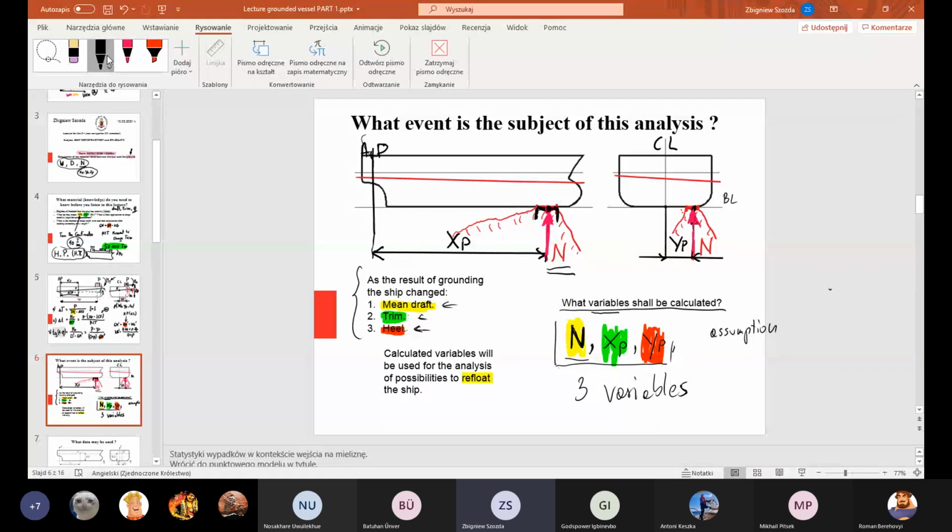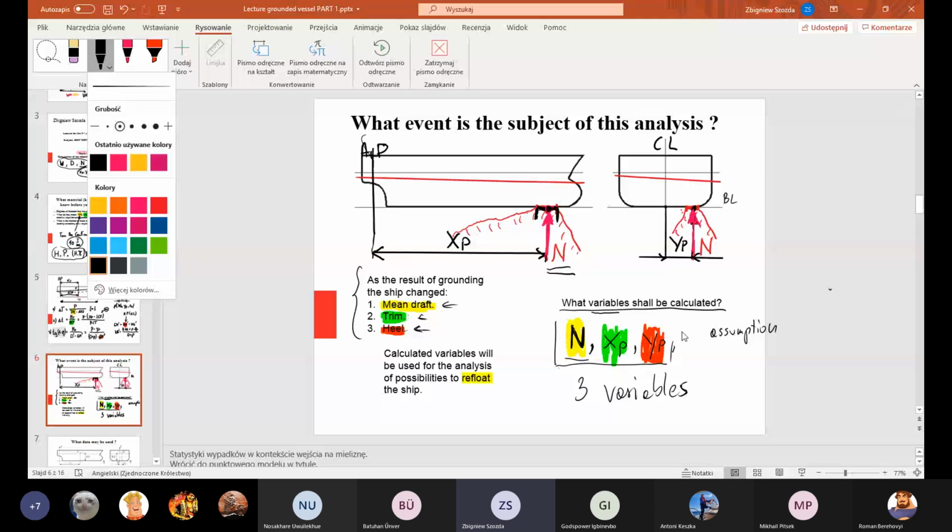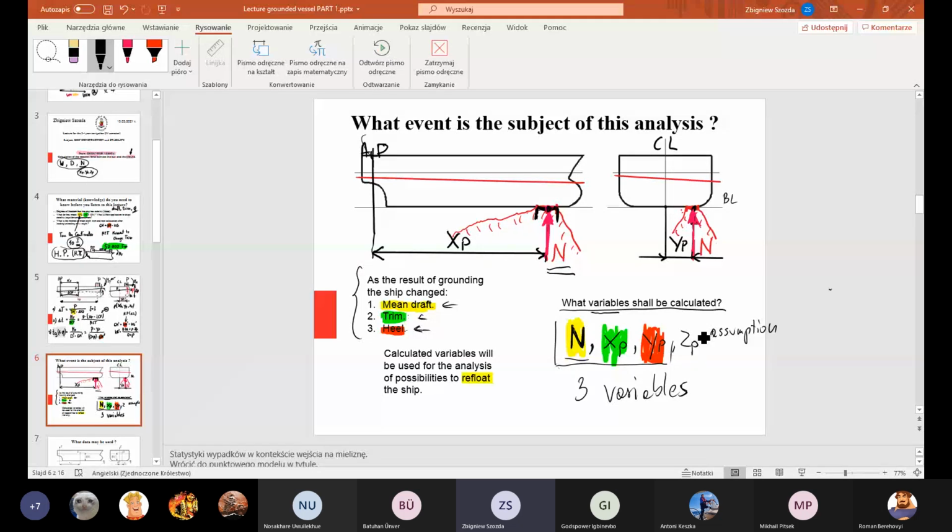So I will come back to this stage, ZP, and then I decided that the reaction force, the force that acts on our hull, is placed on the baseline. Yeah, is placed on the baseline. It is assumption. And what is the distance between the baseline and the baseline? The distance is 0. Yeah. XP, this is the distance of the point of action.